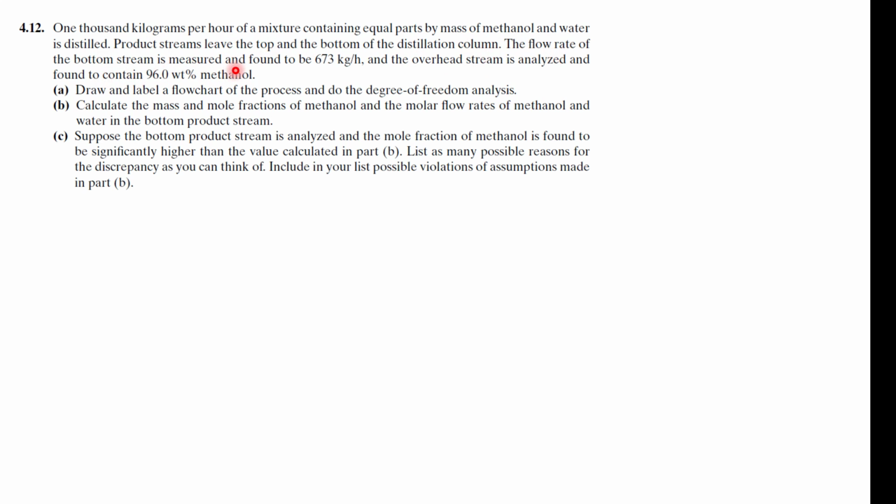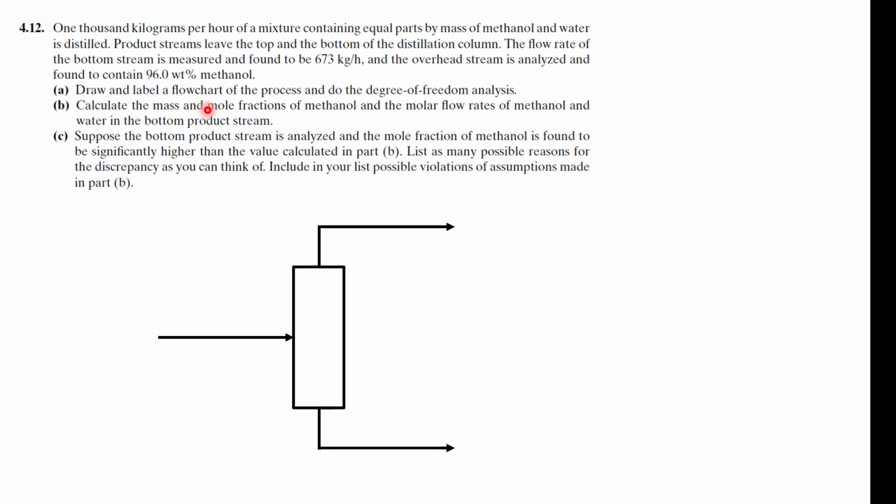The flow rate of the bottom stream is measured and found to be 673 kilograms per hour, and the overhead stream is analyzed and contains 96 weight percent methanol. Okay, so we're going to start by drawing what the schematic is. So here we have the feed stream, and we have this block representing the distillation column, which separates the overhead and the bottom stream.